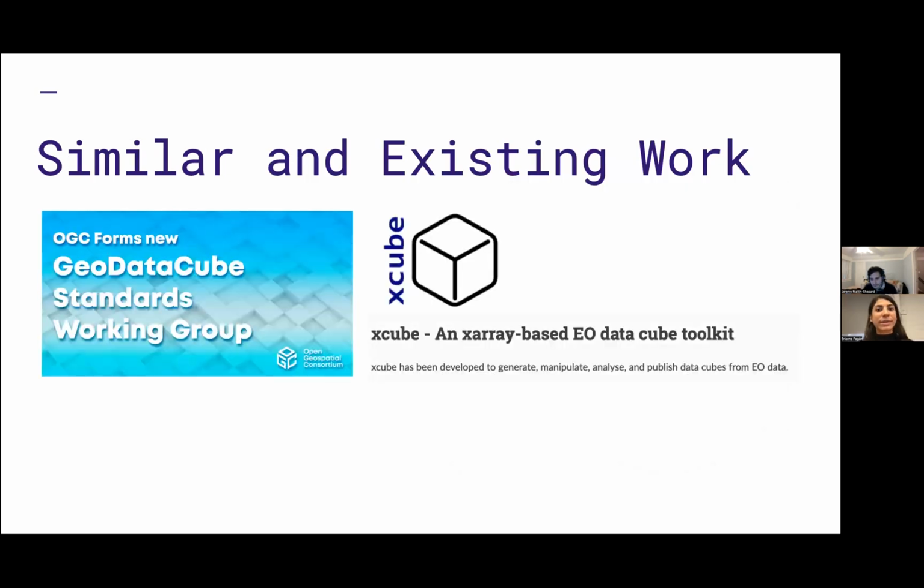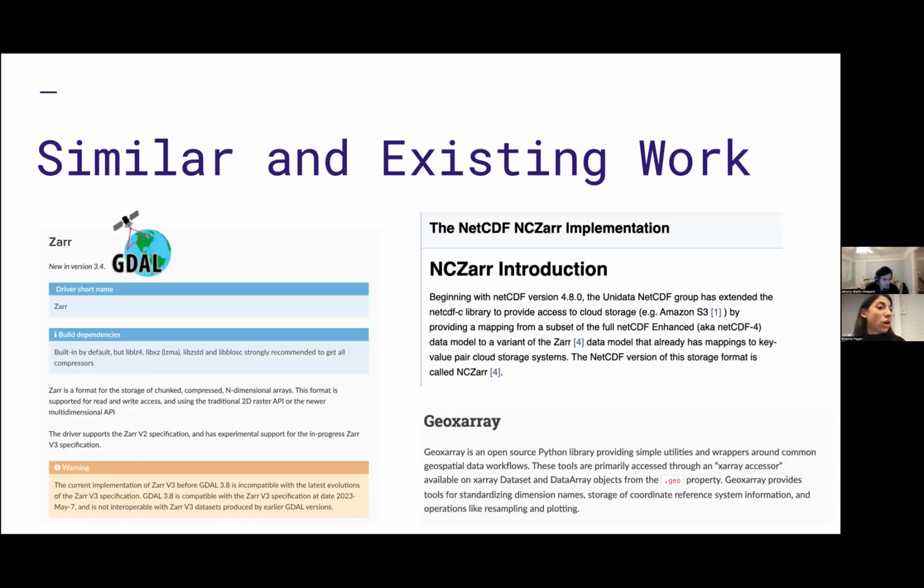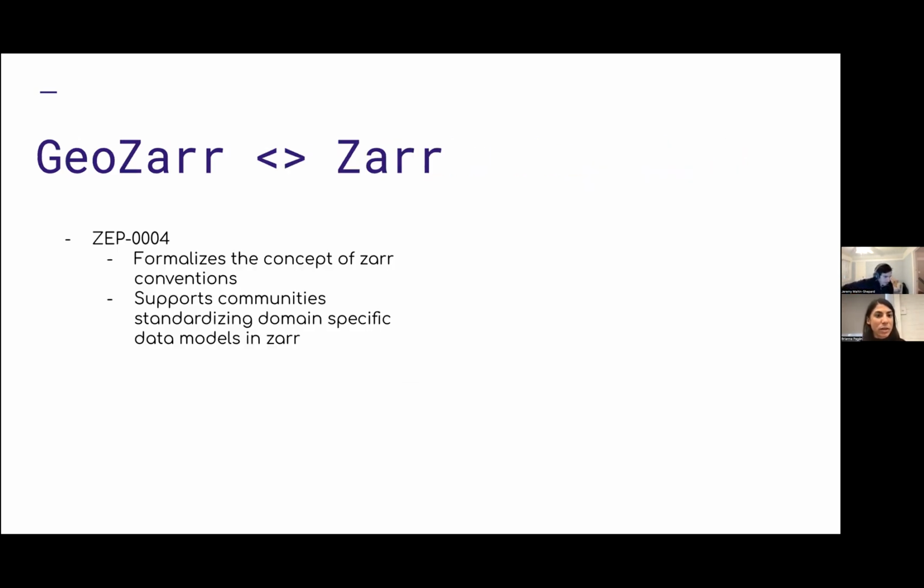There's also lots of similar and existing work that we can build on. So looking at the work from the Geodata Cube OGC SWIG, also XCube, which is xarray-based Geodata Cube. There is already GDAL functionality with Zarr. There's NetCDF Zarr. There's also new work with GeoXarray. So we're not starting from nothing with this initiative.